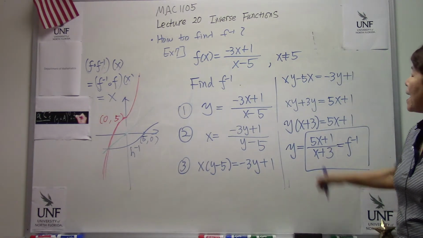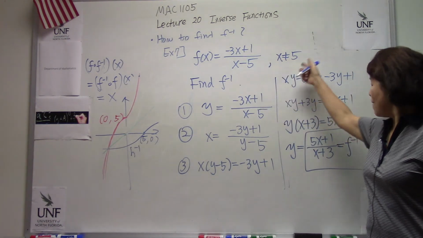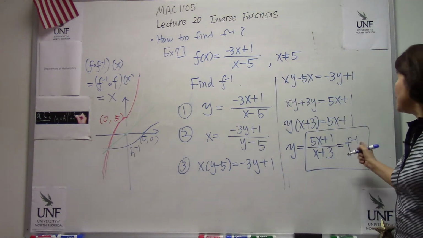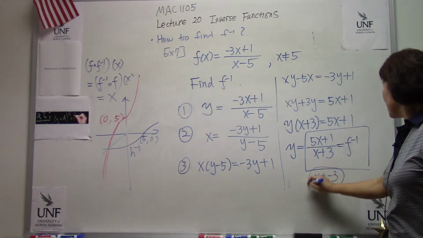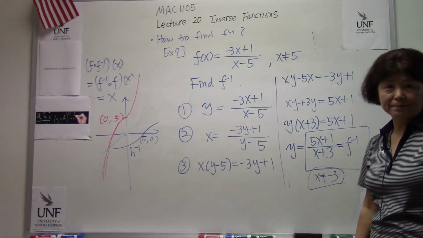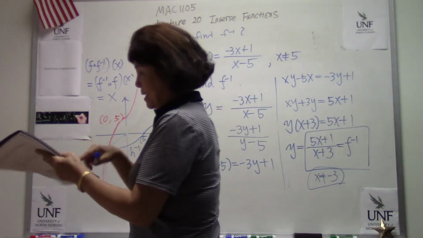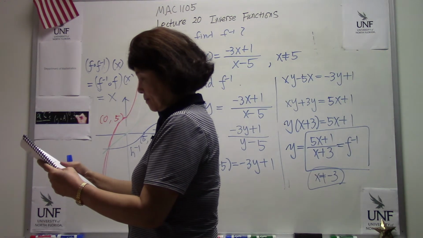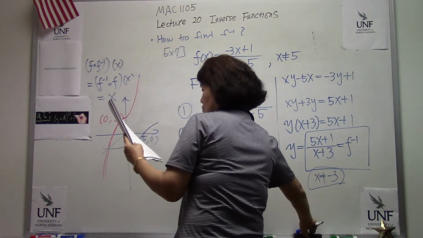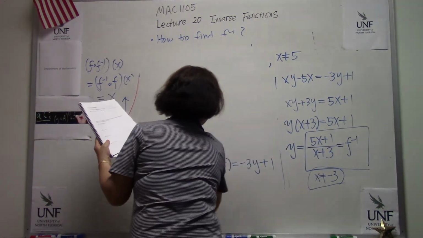Well, one thing that in the beginning for the function f, x cannot be 5 over here. But for the inverse function, yes, x cannot be negative 3. That's what we need to write. Okay. So, it was not too bad at all. I'm going to do just one more problem, just one more exercise.